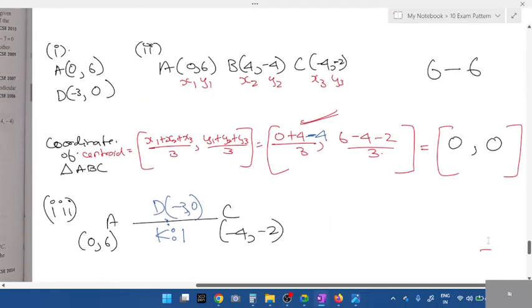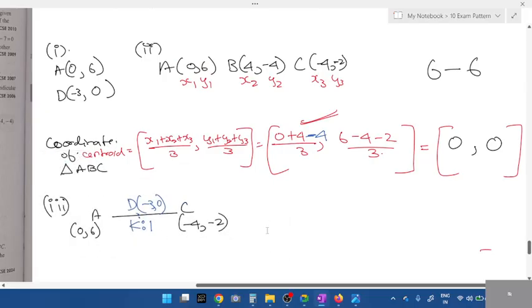Whichever point lies on the line, according to that we have to solve. D of x comma y, this is the formula, is equal to, what's the formula, students? M is to n is K is to 1. What's the formula?